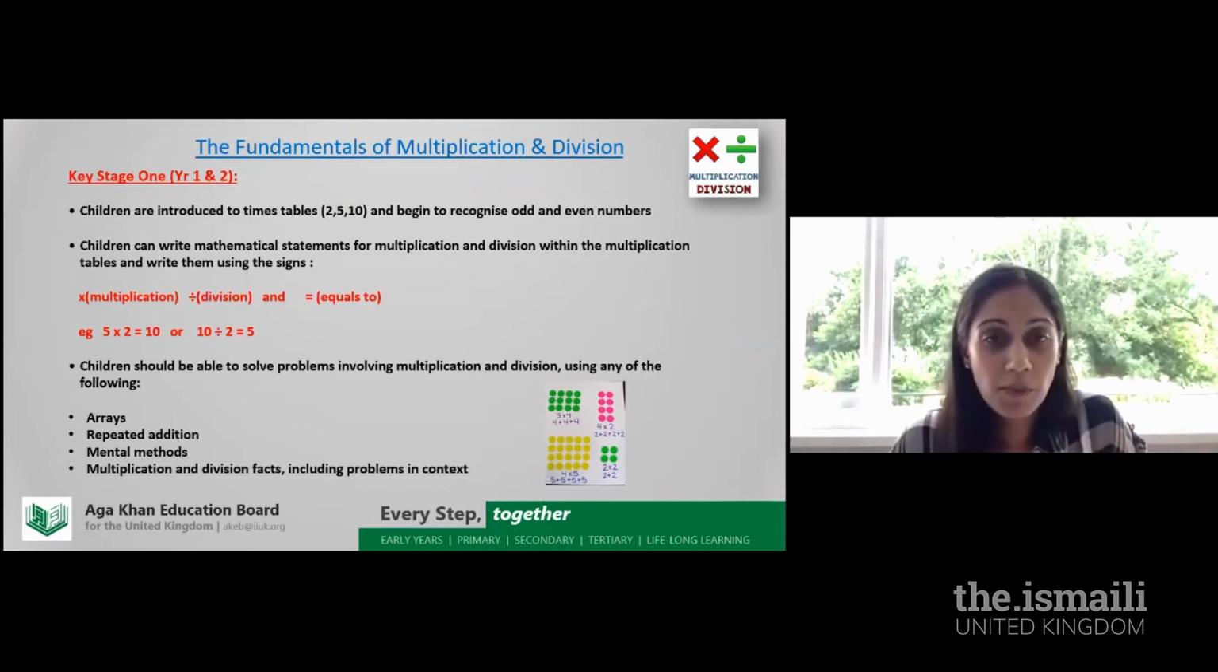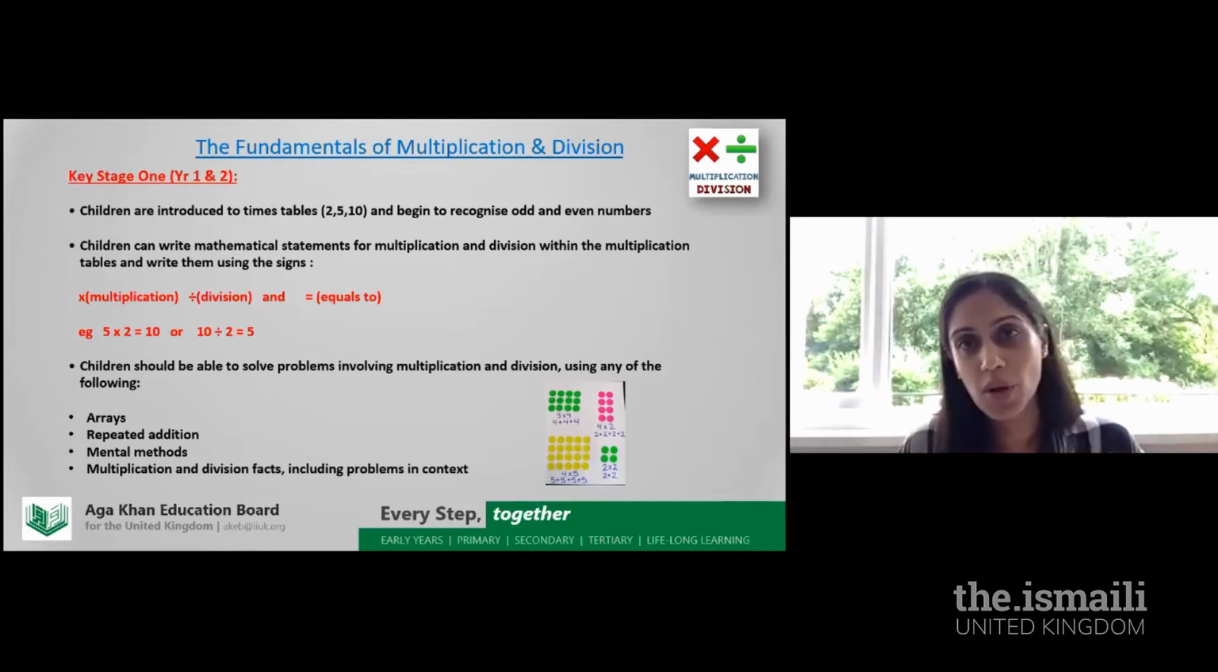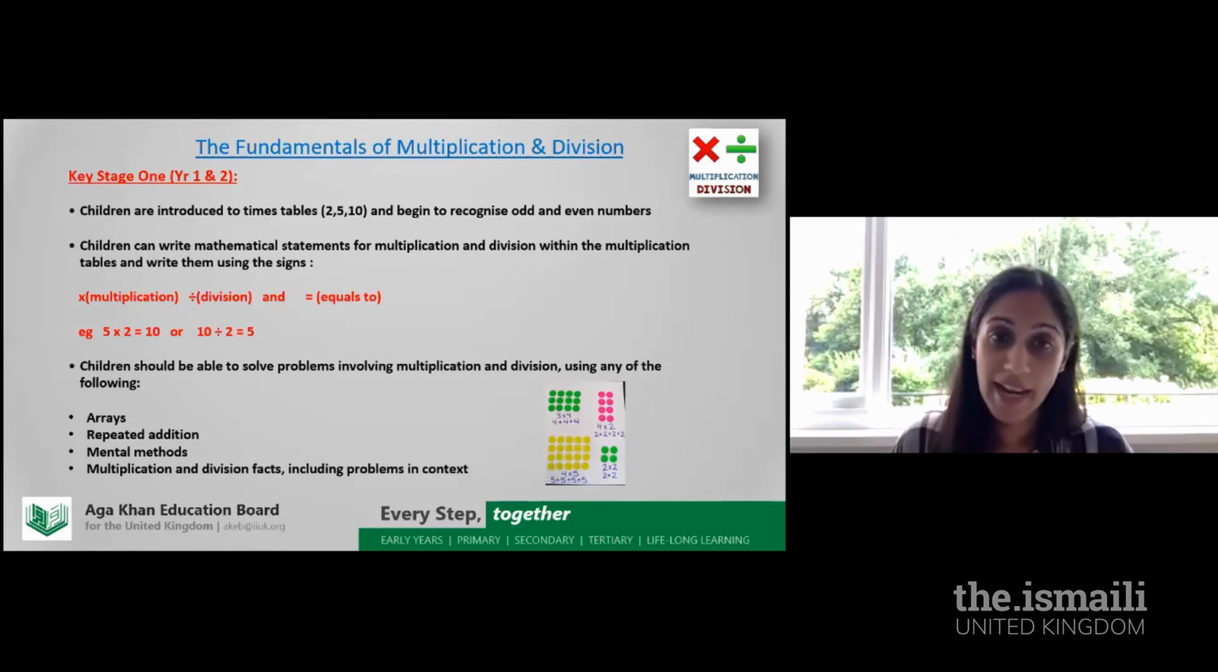They should be able to solve problems using multiplication and division facts, and this can be done through a variety of ways. So firstly through arrays, which we'll have a look at in the next slide, through repeated addition, through mental methods, and through solving problems in context, so word problems as well.